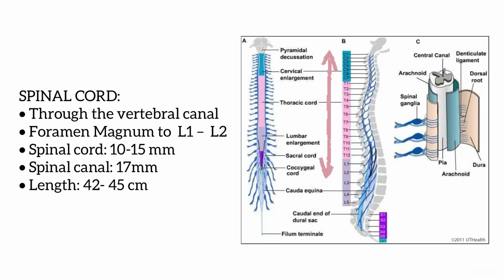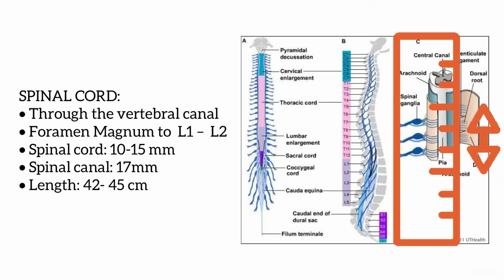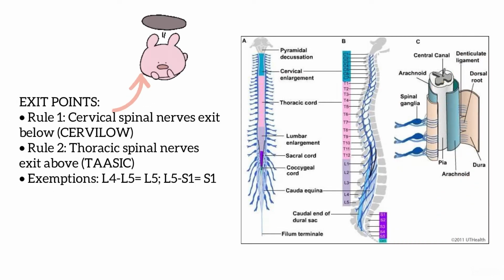It starts at the level of the foramen magnum up until the level of L1 to L2 in adults. For its diameter, it is about 10 to 15 millimeters, and for the spinal canal, in which it is located inside of, it is 17 millimeters. So the spinal cord is gray matter on the inside and white matter on the outside, and its length is 42 to 45 centimeters.